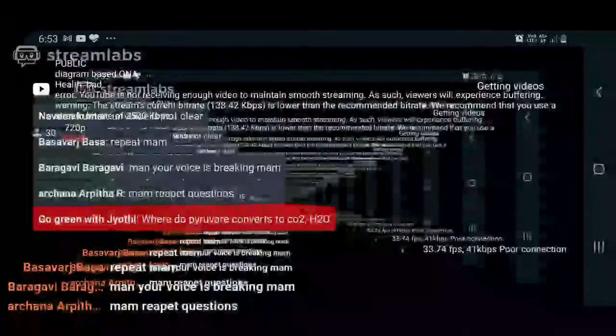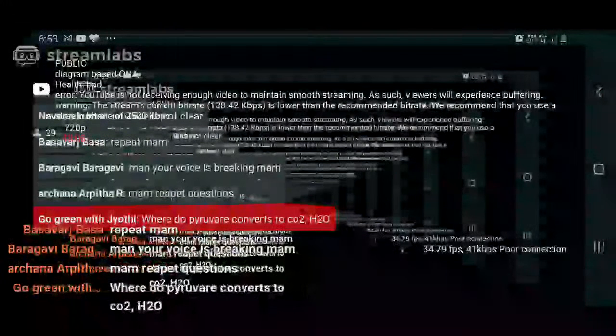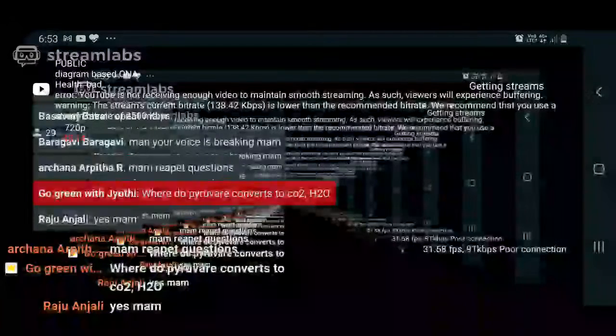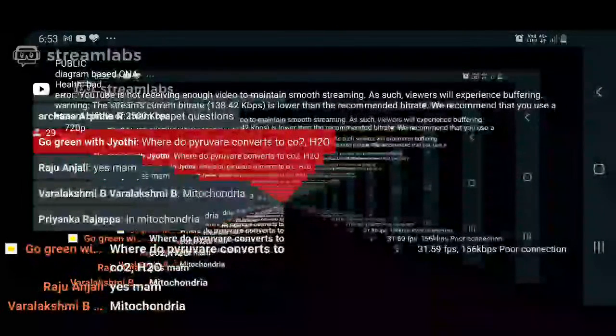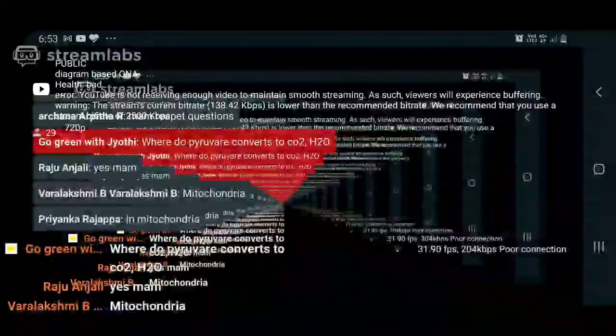Where does the pyruvate convert into carbon dioxide and water? Varalakshmi, Priyanka answered. It takes place in mitochondria. Very good. And even Revati answered with much speed.